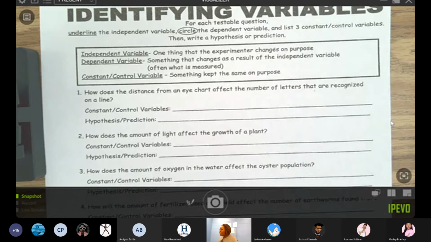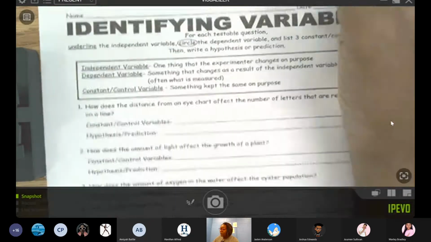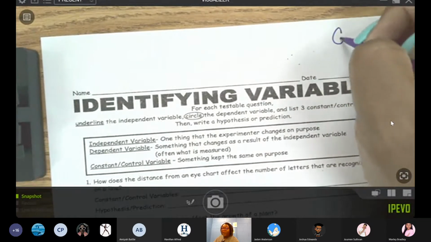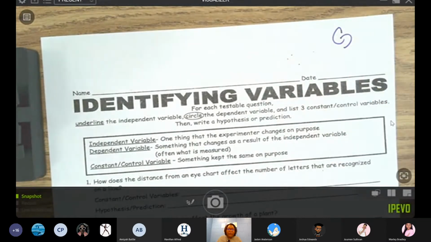We want to remember our two C's. The controlled variable compares the results. Okay, that's why we keep something the same.